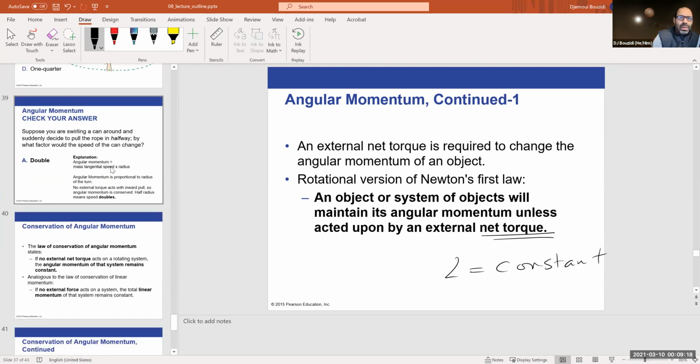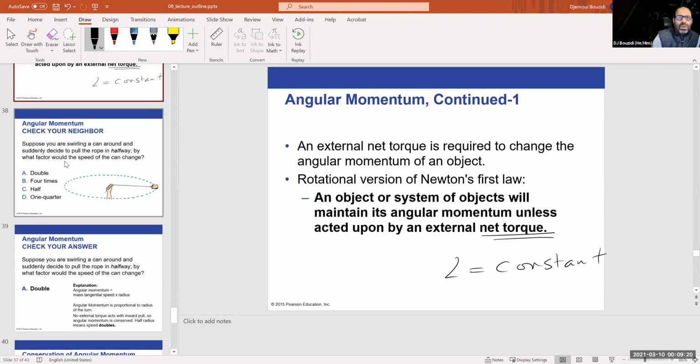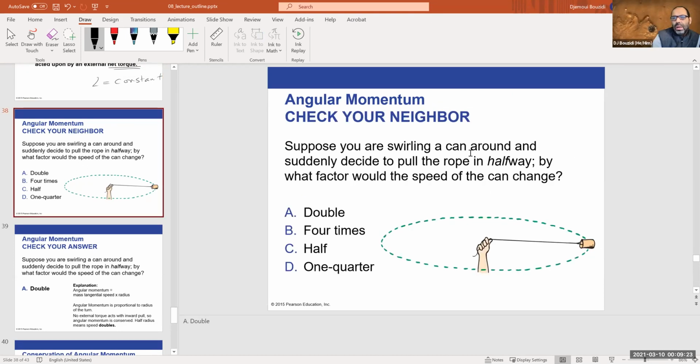And all of these are examples. Suppose you are swirling a can around your hand, and suddenly you decide to pull the rope in halfway. By what factor does the speed of the can change? Remember, we did that earlier. We said that the speed is equal to omega times r.